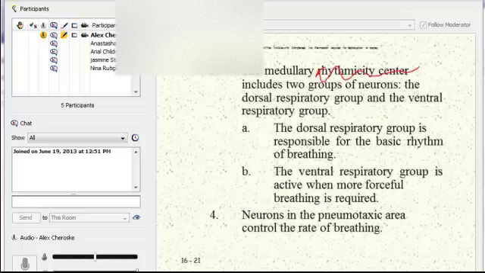So when you see all this respiratory center material, don't worry about that for our exam tomorrow. Yeah, don't worry about that. Okay?